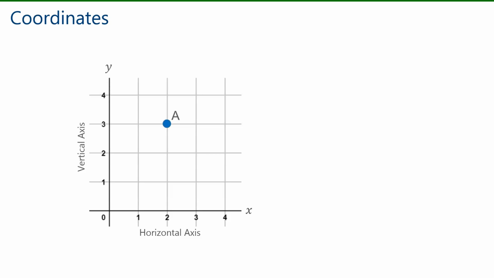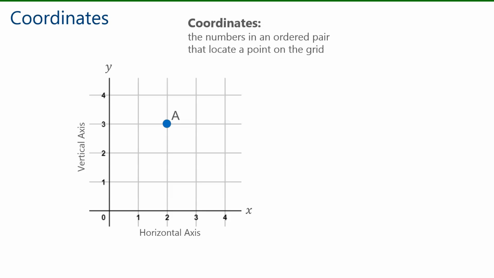If point A is located here, what are the coordinates? Remember that coordinates are the numbers in an ordered pair that locate a point on the grid. To find out the coordinates, start at 0. We always move in the horizontal direction first, then the vertical direction. To get to A, we would go 2 units right and then 3 units up. So the coordinates of point A are 2 and 3. The coordinates 2, 3 are called an ordered pair.